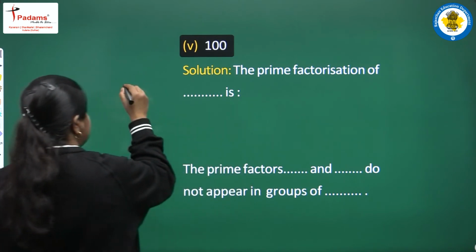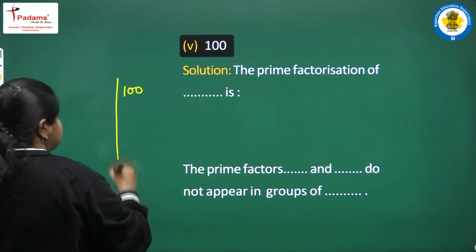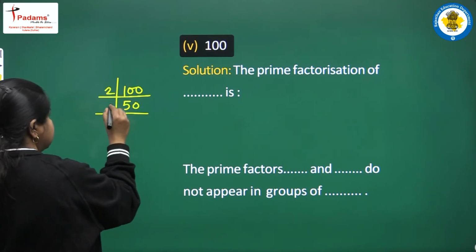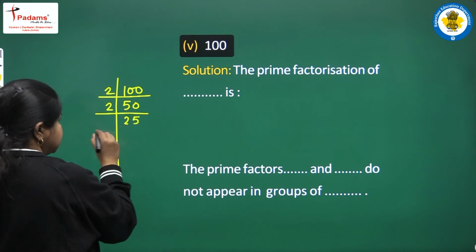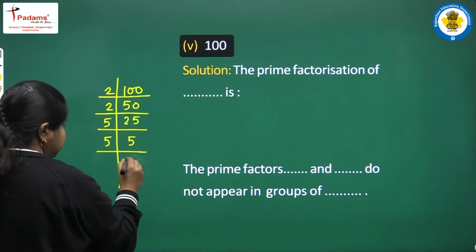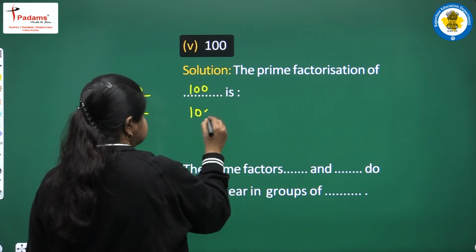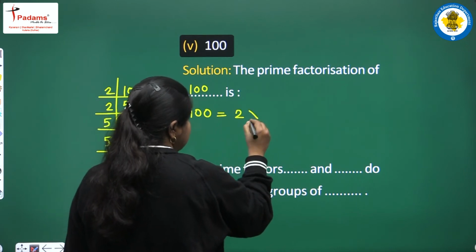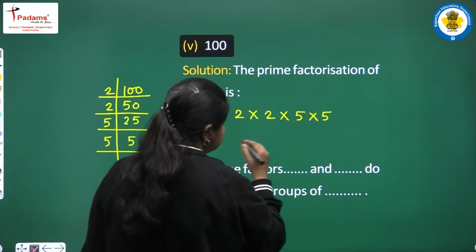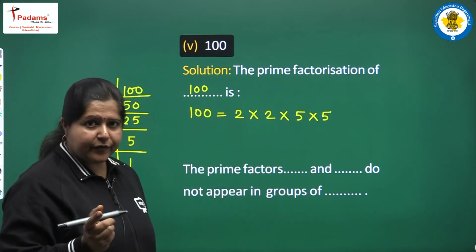So first we find its prime factors, and we know it's very easy. 2 times 50, then 25, then we divide by 5, and 5 ones are 5. So the prime factorization of 100 is given by 2 into 2 and 5 into 5. Now both these factors are not in the triplet form, so 100 is not a perfect cube.